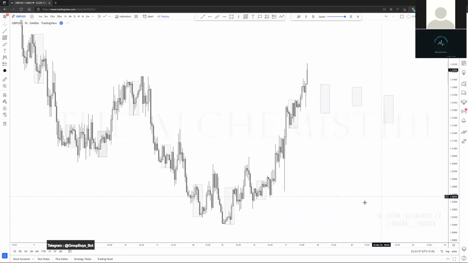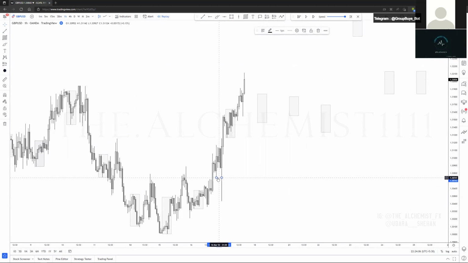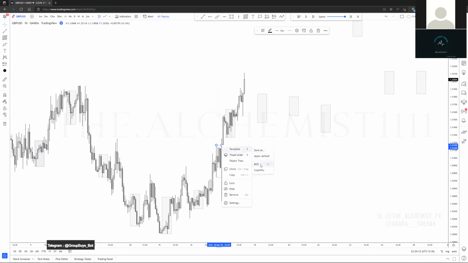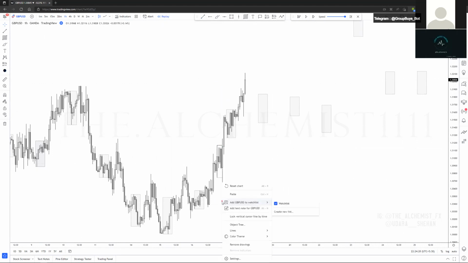Can you see we have a strong low in here? Why? Liquidity taken out. Liquidity was taken out. Structure was broken. Then this turns into a strong low, right? Strong low. Liquidity taken out and structure was broken. This turns into a strong low.